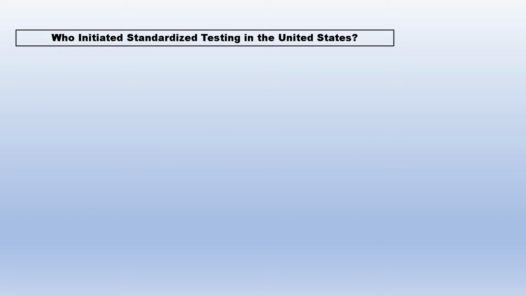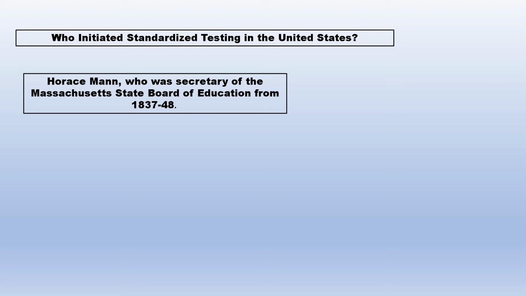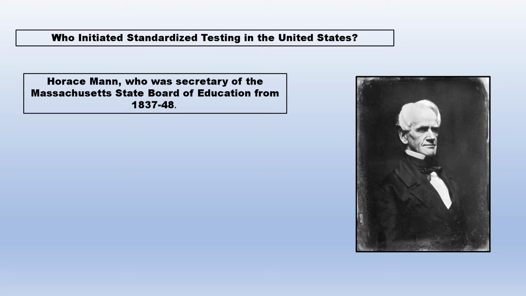So who initiated standardized testing in the United States? From what I gather, it is this gentleman right here. His name is Horace Mann. He was the Secretary of Massachusetts State Board of Education from 1837 to 1848.